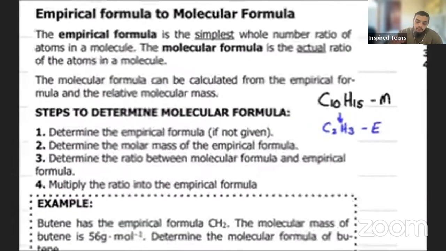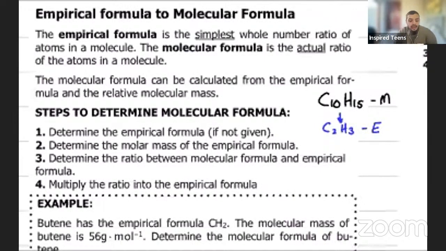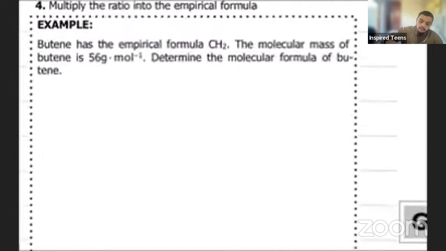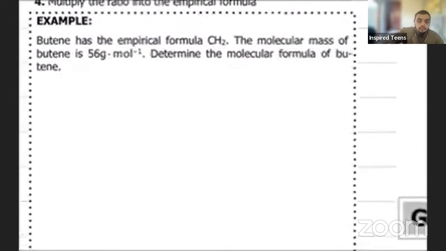Empirical to molecular. The empirical formula is the simplest whole number ratio of the atoms in a molecule. The molecular formula is the actual ratio of the atoms in a molecule. The molecular formula can be calculated from the empirical formula and the relative molecular mass. Steps to determine molecular formula: determine the empirical formula if not given; determine the molecular mass of the empirical formula; determine the ratio between molecular formula and empirical formula, and multiply the ratio to the empirical formula. Let's do an example, and those steps will make more sense.